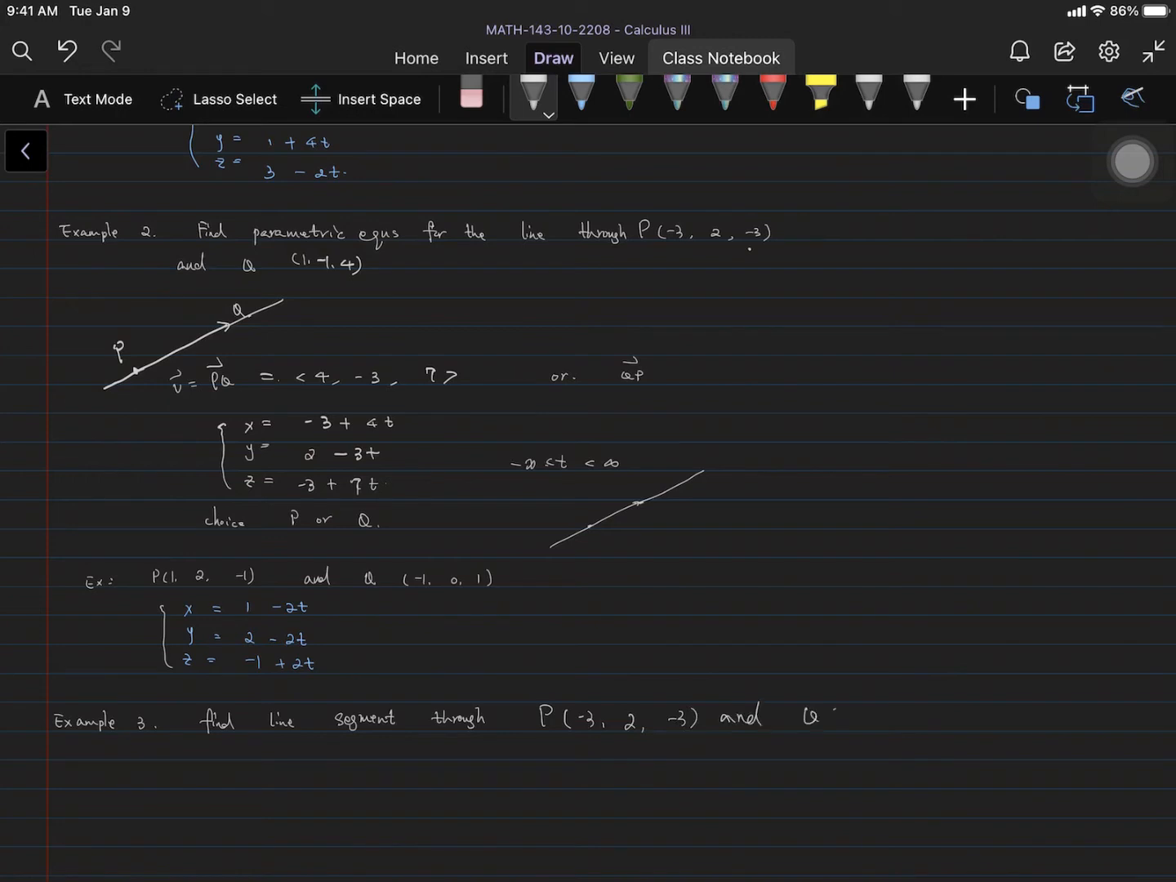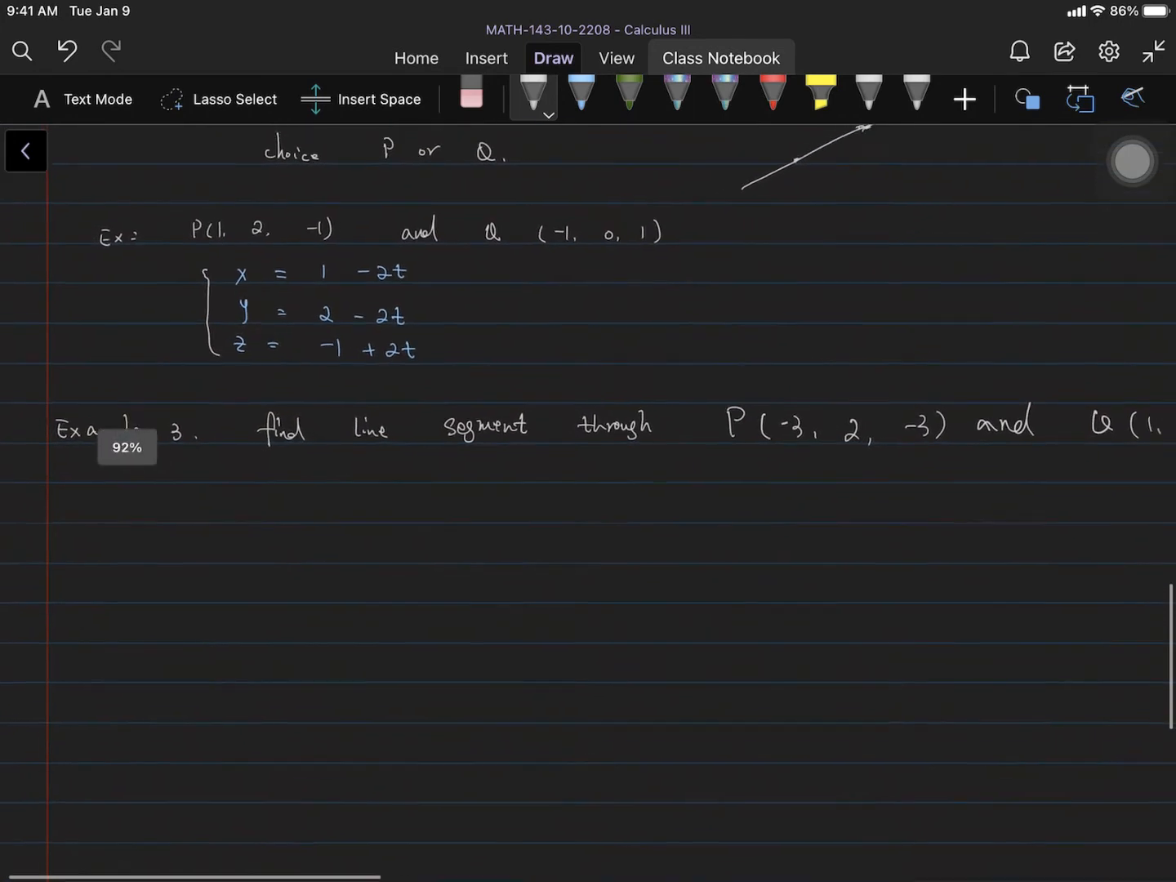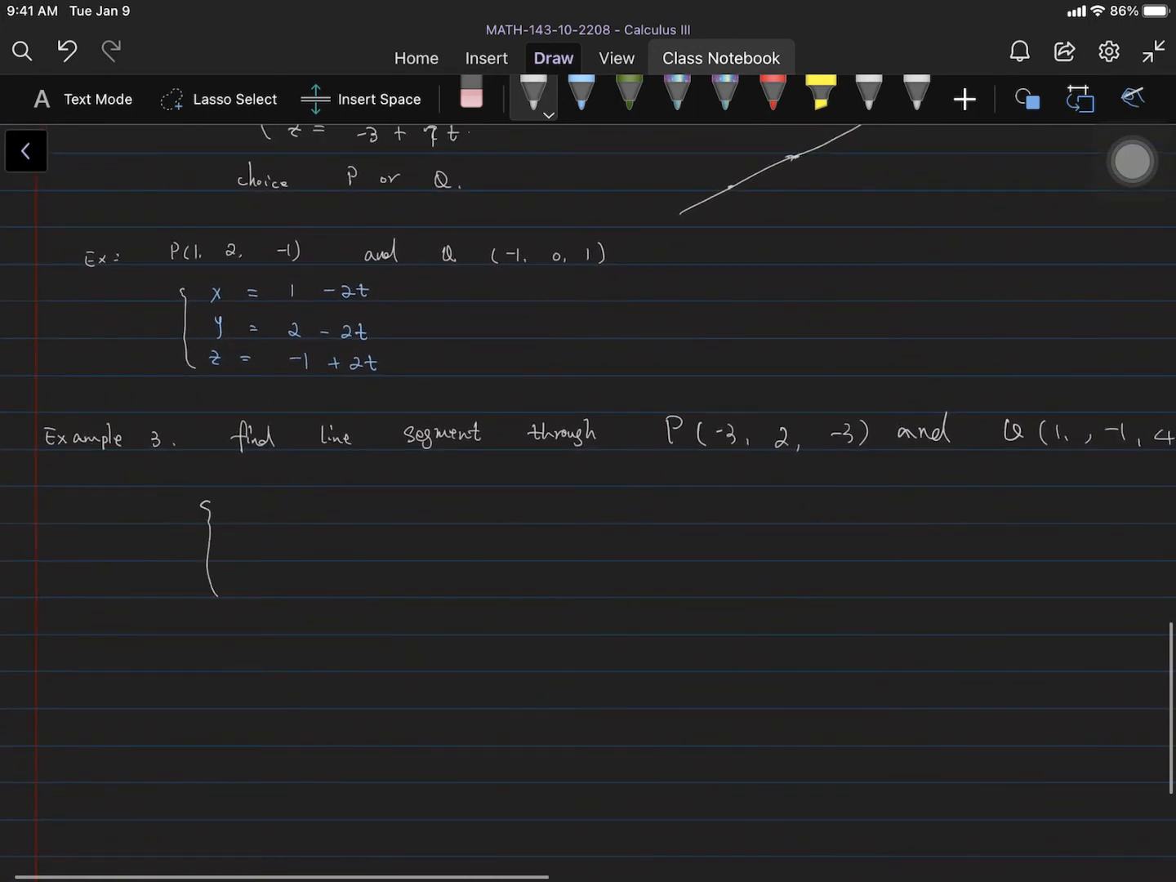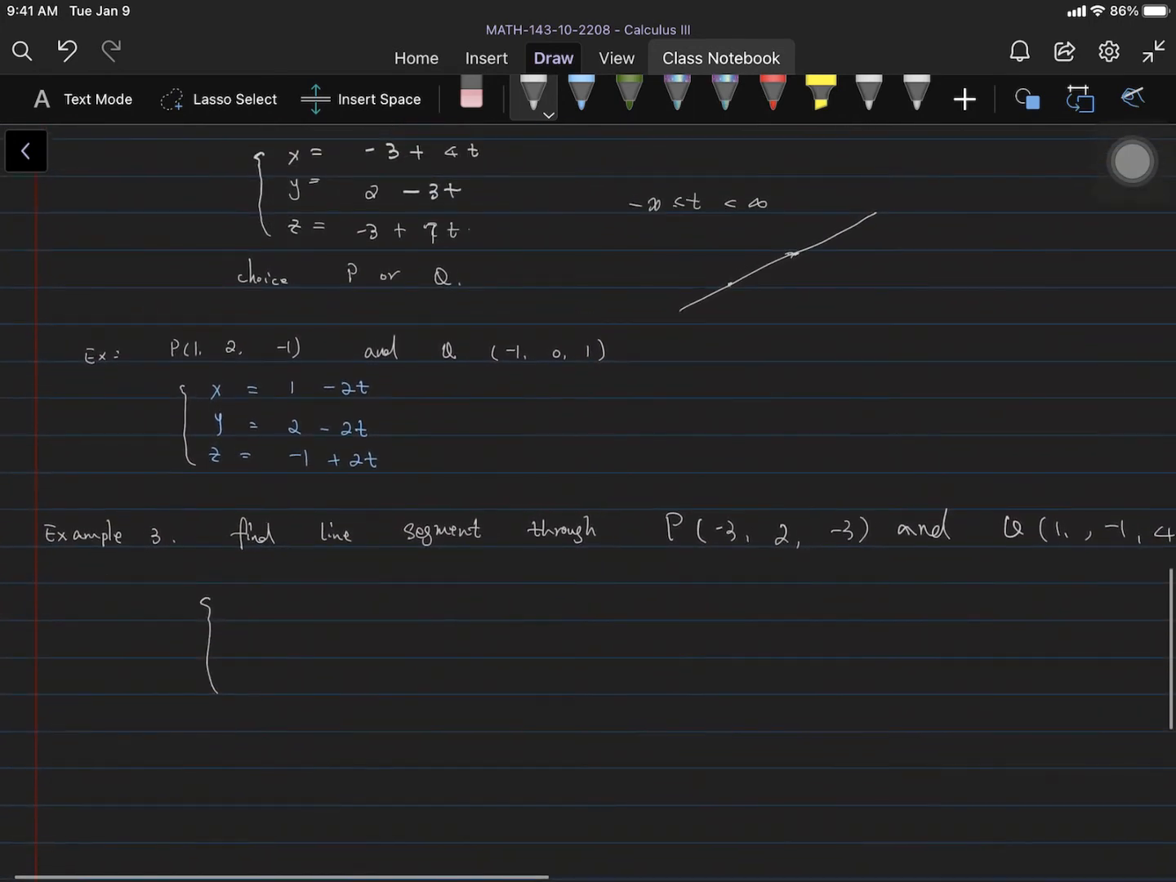And Q is 1, negative 1, 4. So same thing here. We skip the parametric equation. We just copy it. So the only difference is here, line segment. Okay, line segment. So we have boundaries for t.